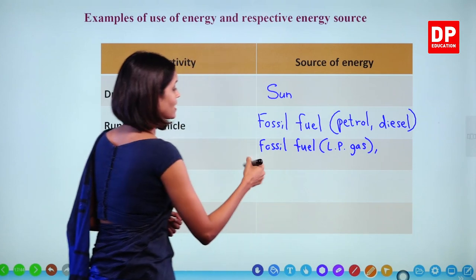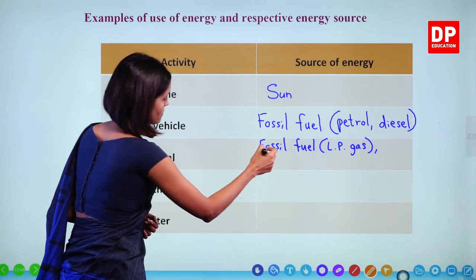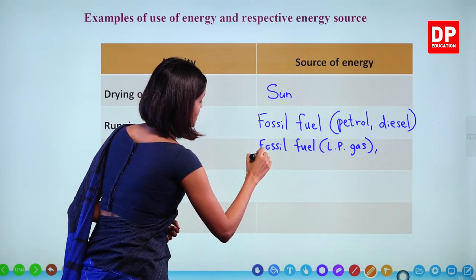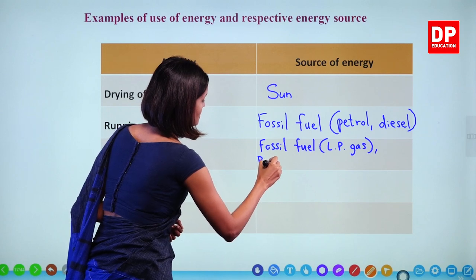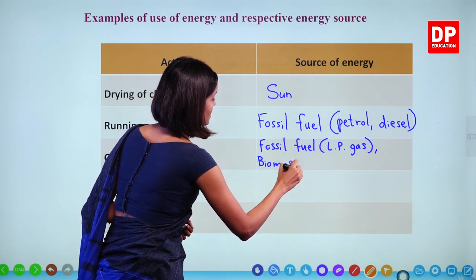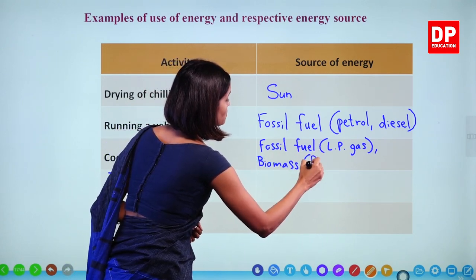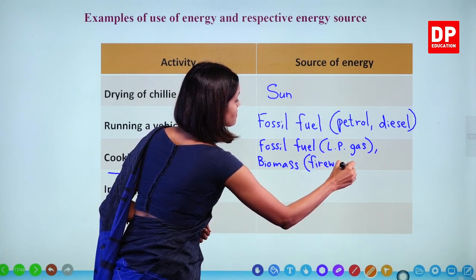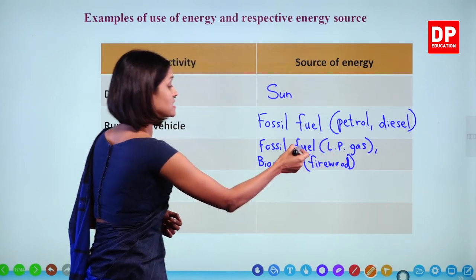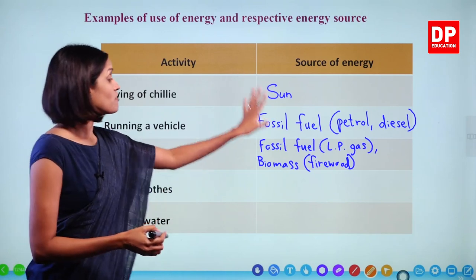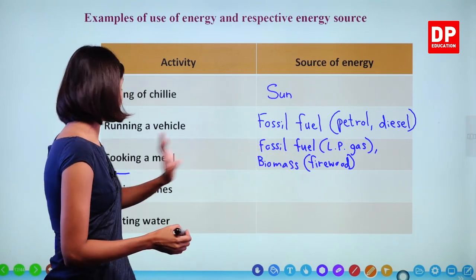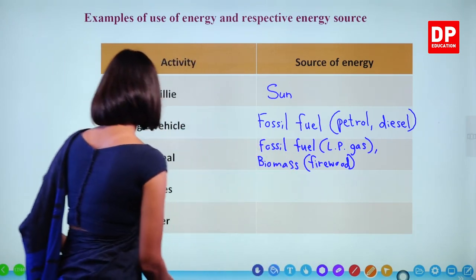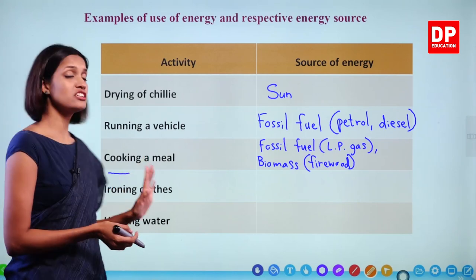And we can write biomass. Here, an example is firewood, by burning firewood. So, an example for biomass is firewood. Source of energy is biomass. Okay, children? Right. Next one, ironing clothes.